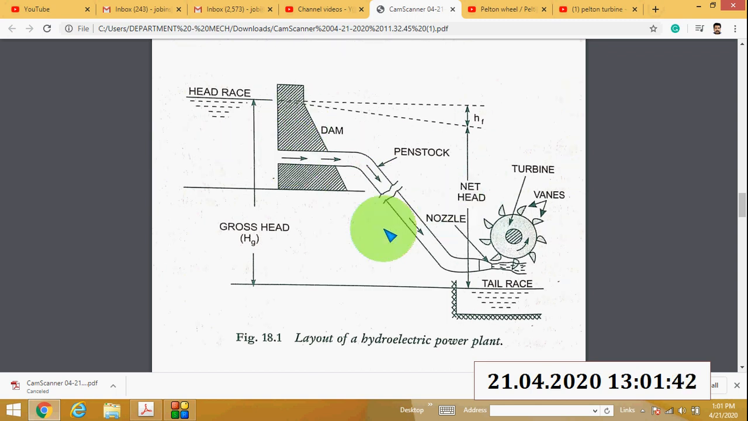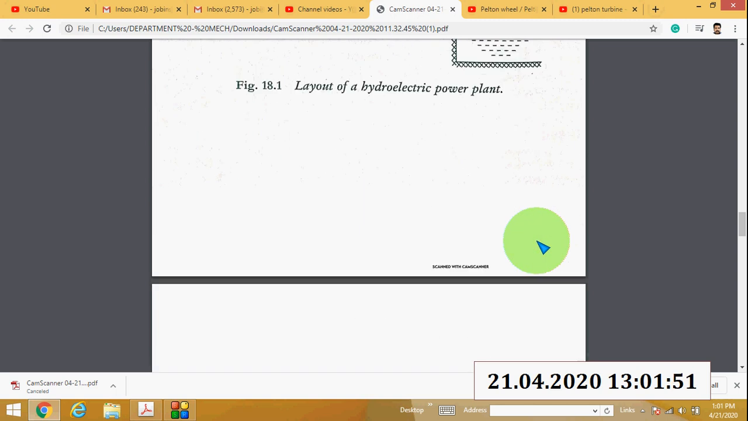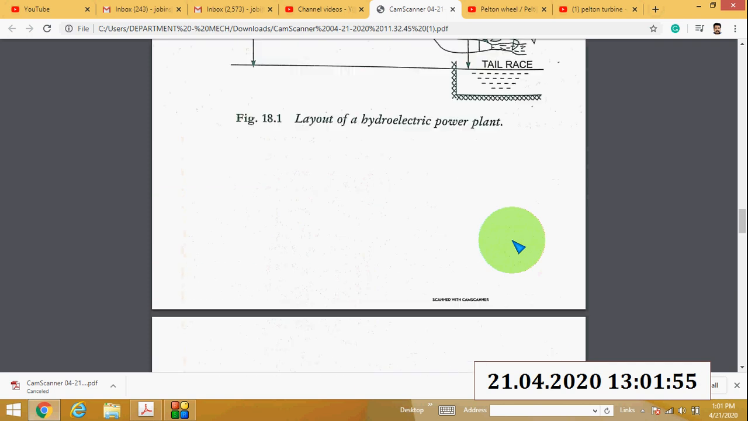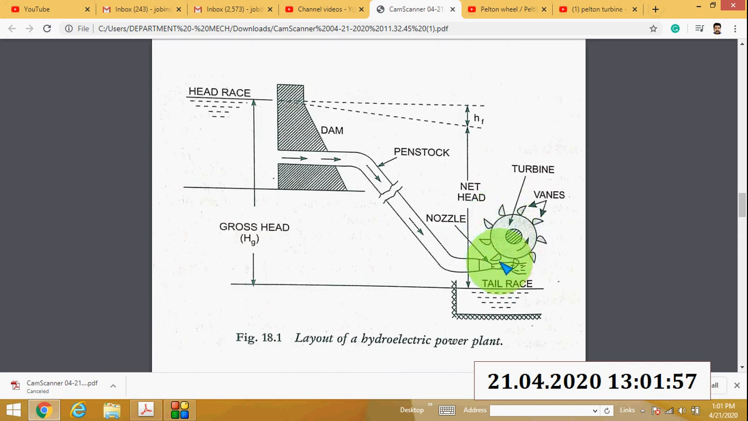So what do you mean by a hydroelectric power plant? You can say this is the dam, and this is the penstock. Penstock means the large diameter pipe, and this is the turbine. This is the layout of a hydroelectric power plant in which the turbine is a Pelton wheel. You can see this is the runner, and these are the buckets or vanes or blades.